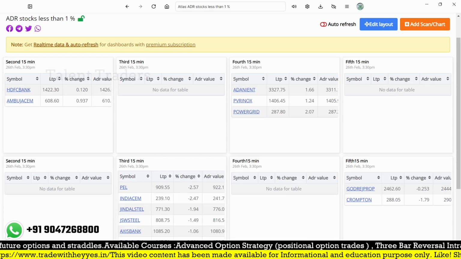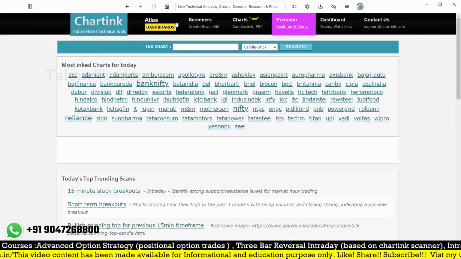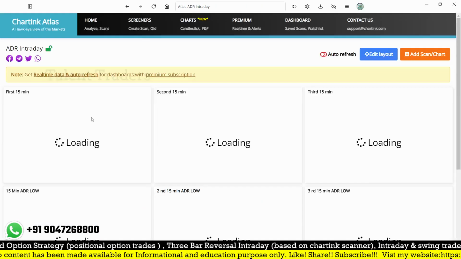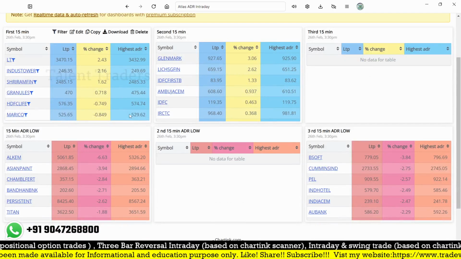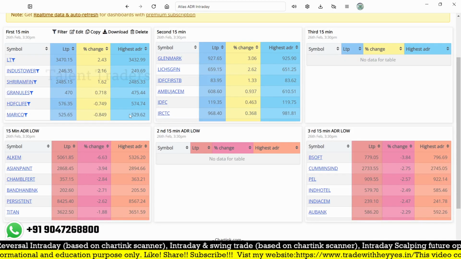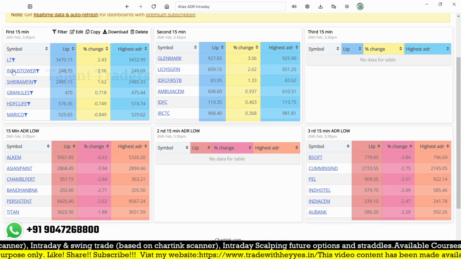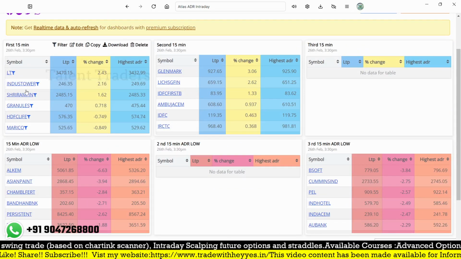In the second 15 minutes we have only two stocks. Our earlier dashboard gives you many stocks, so this is our normal dashboard, and you will find the difference between the new one and the old one. You can look at this LNT. Today LNT performed well, along with Indus Towers and Shriram. So we got almost 4 or 5 stocks.